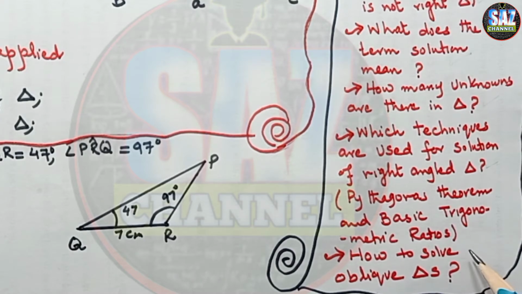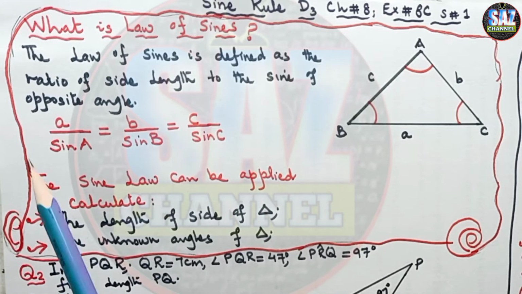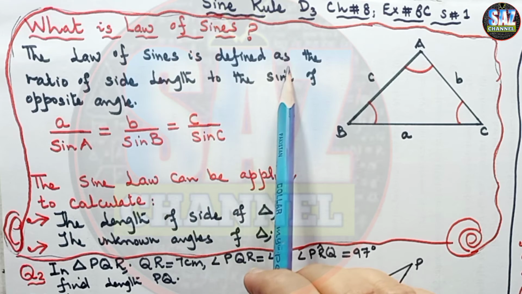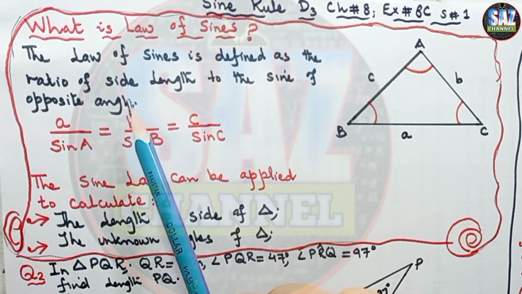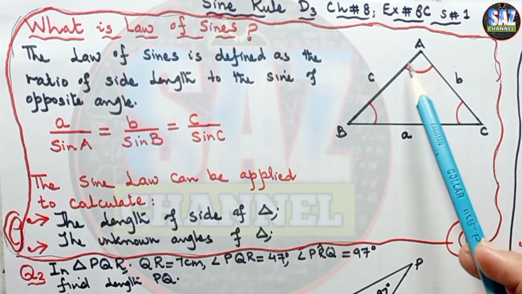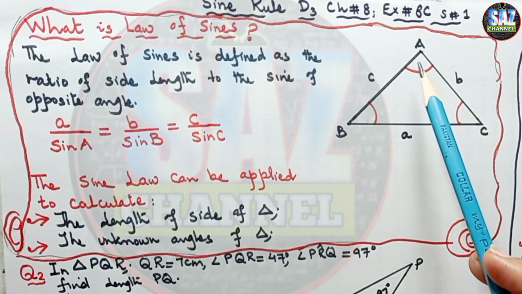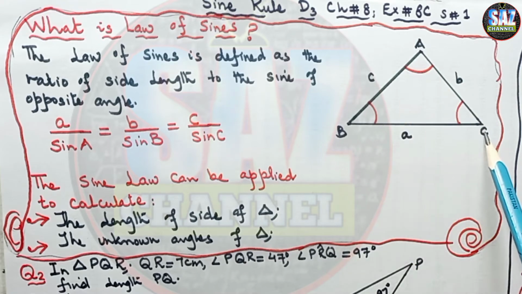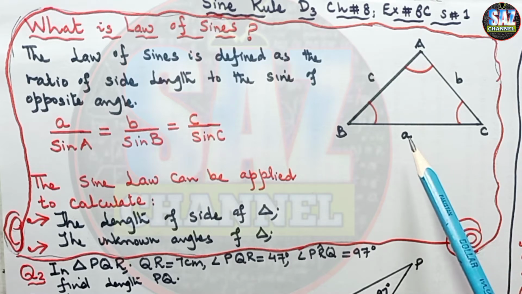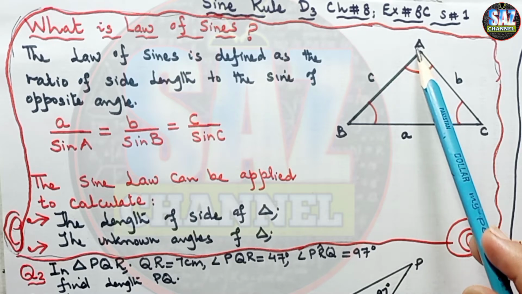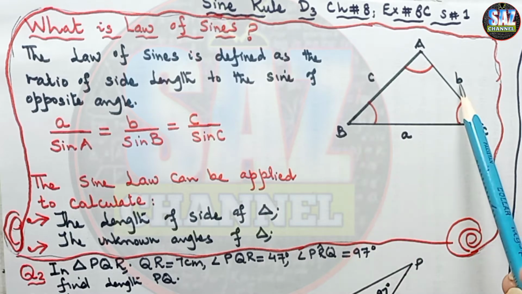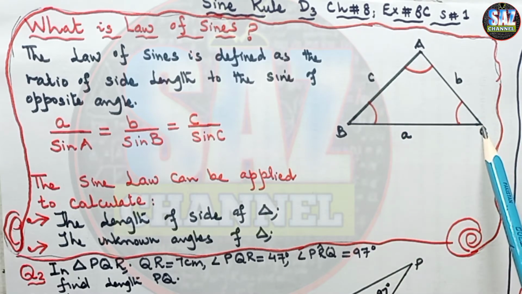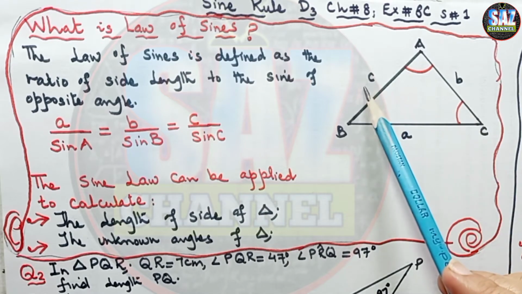What is the sine law? The law of sines is defined as the ratio of side length to the sine of the opposite angle. How do we understand this? Here we have a triangle ABC. Angles must be marked with capital letters, and the corresponding lengths must be marked with small letters. This is vertex A, so the side opposite to it will be small a. This is B, so the length will be b, and this is vertex C, so the opposite length will be c.